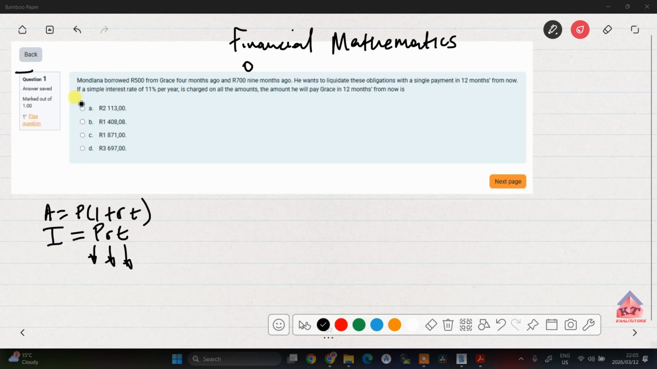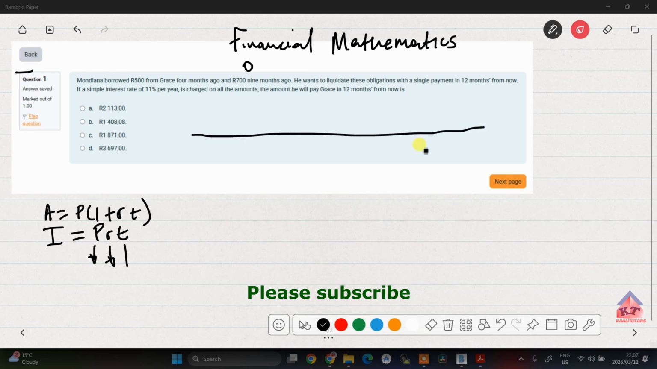So let's read the statement. Mondlane borrowed 500 from Grace 4 months ago and 700 9 months ago. So this guy borrowed money from Grace. Let's say this is today. 4 months ago, he borrowed 400, and 9 months ago, he borrowed 700. So we want to know what?